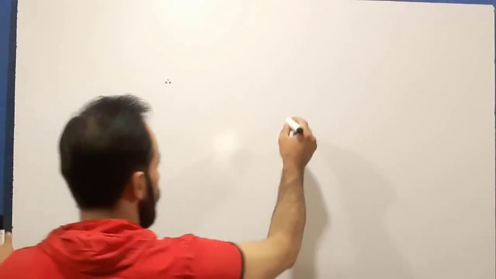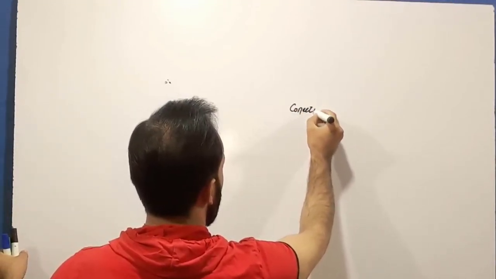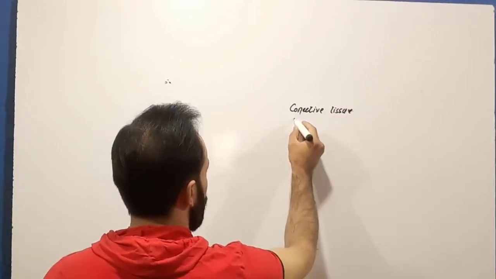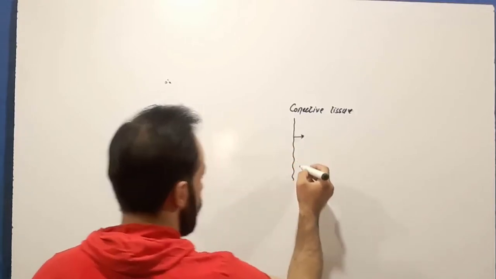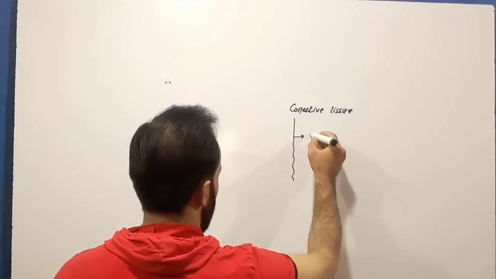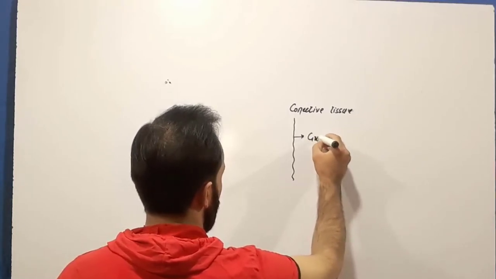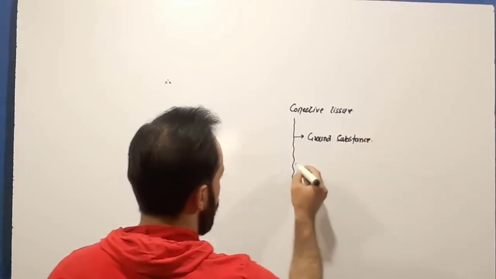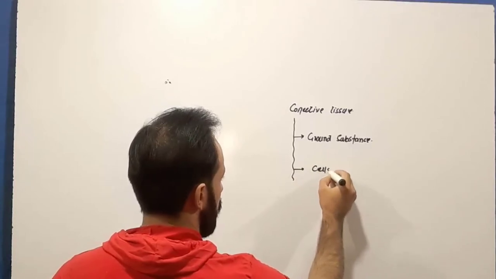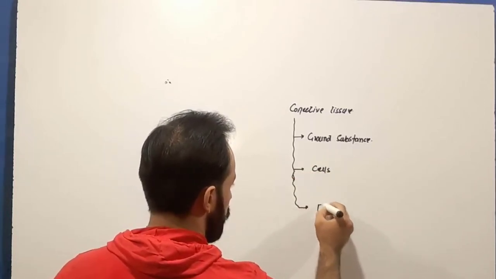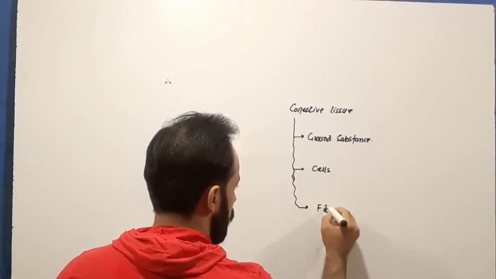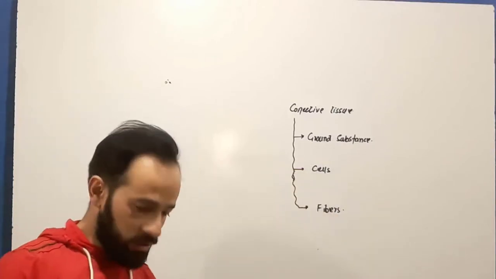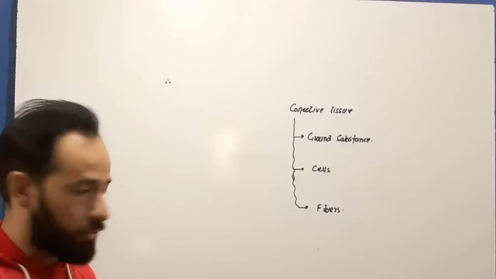Look carefully. We had said that connective tissue in our body is made up of three important factors. The first one is the ground substance, right? Then we know that in a connective tissue there are cells, and then we know that in a connective tissue there are fibers present, right? So everywhere in your body, wherever there is connective tissue, there must be the presence of these three important factors in that tissue, right?